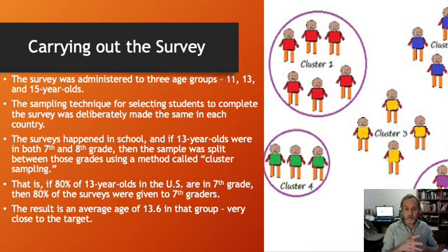Now, in school-age children, some 13-year-olds will be in 7th grade, some 13-year-olds will be in 8th grade, depending on what age they started school, what their birthdays are, and so on. So that being the case, the sample would be split for 13-year-olds between 7th and 8th grade, right? For example, if 80% of the 13-year-olds in the United States are in 7th grade, then 80% of the surveys in the United States aimed at 13-year-olds were given to 7th graders. So you might end up with some non-13-year-olds taking your survey, but they're going to be close. The average age was 13.6, so pretty good.